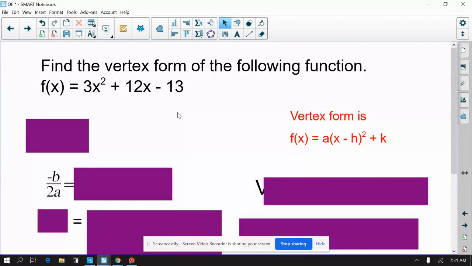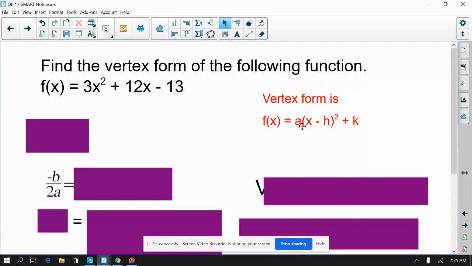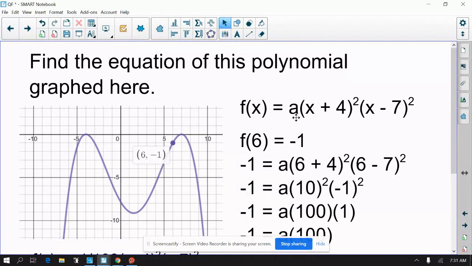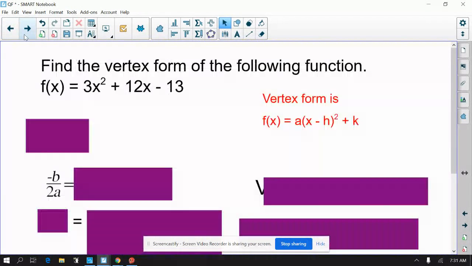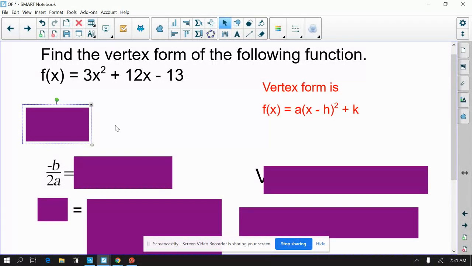Last one. Find the vertex form of this. You have to remember that vertex form looks like this. And the a in vertex form is the same a in standard form. And just yesterday, it's the same a in factored form. So that's a big help. So I know my answer for vertex form, there's going to be a 3 right here because the a value is 3 right here. How do you find the vertex?